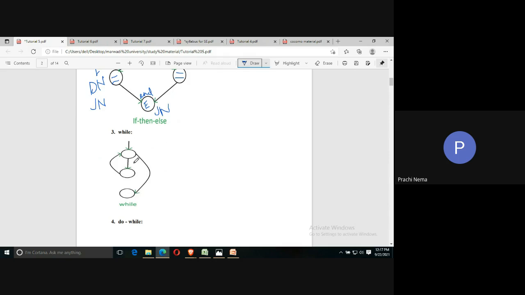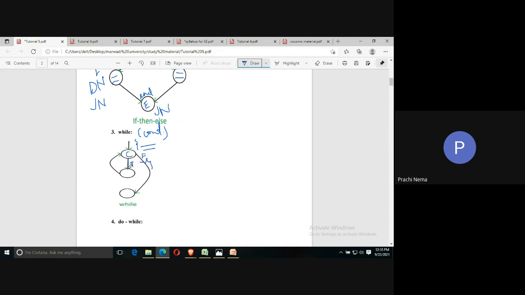Now talking about the while. What is the syntax of while? While says, while a certain condition is true, it will keep on executing a particular line of code. So it will test the condition, execute, then again test the condition and execute. So this node represents that condition. If the condition is true, then it will execute. Otherwise, for false, it will follow this particular path.